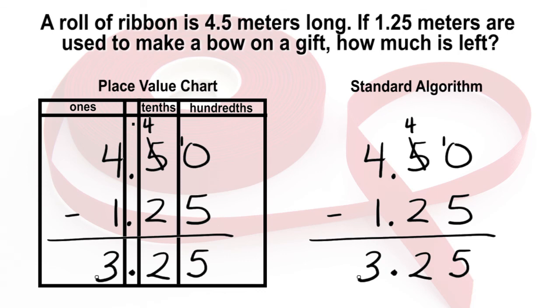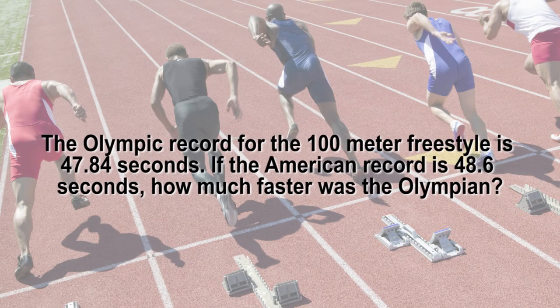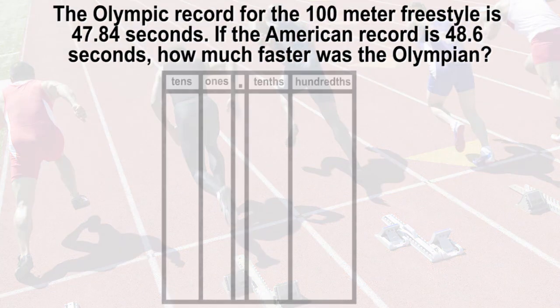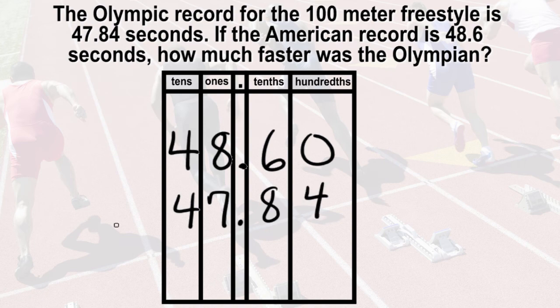Let's do the next problem using the place value chart first. The Olympic record for the 100-meter freestyle is 47 84/100 seconds. If the American record is 48 6/10 seconds, how much faster was the Olympian? Write 48 6/10 with 47 84/100 under it, lining up the decimals and putting each digit in its proper place based on its value. Subtract each place, regrouping as needed.